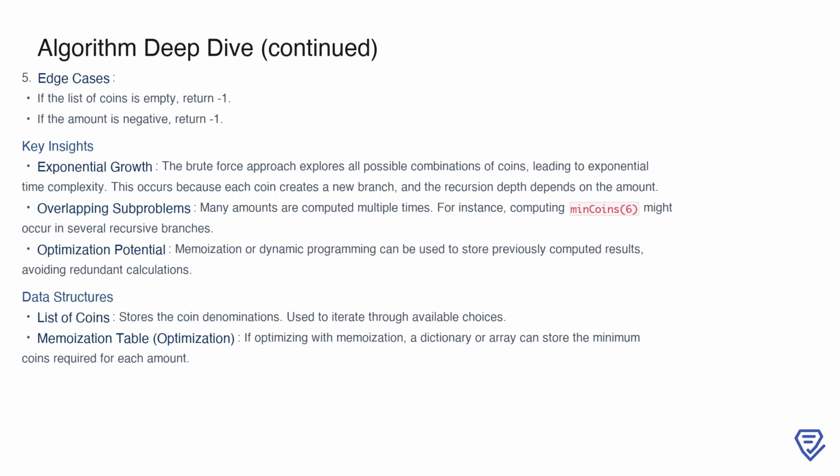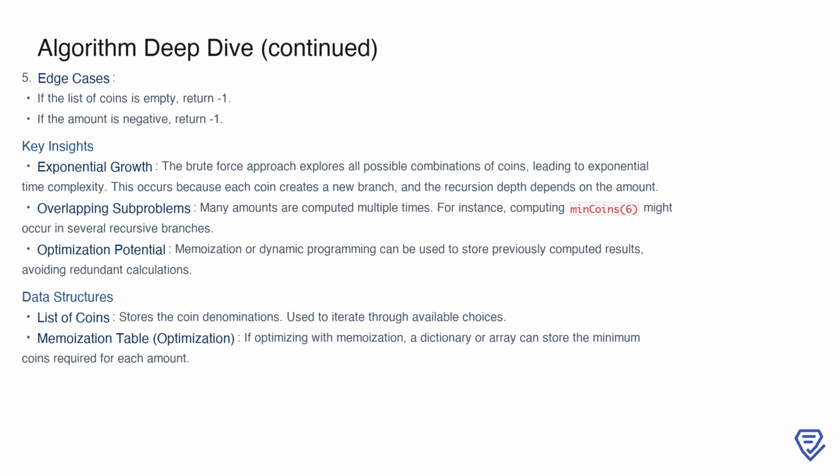If the list of coins is empty, it's impossible to form any amount, so we return -1. Similarly, if the target amount is negative, we also return -1, as no combination of coins can result in a negative value. Now, let's reflect on key insights from this approach.